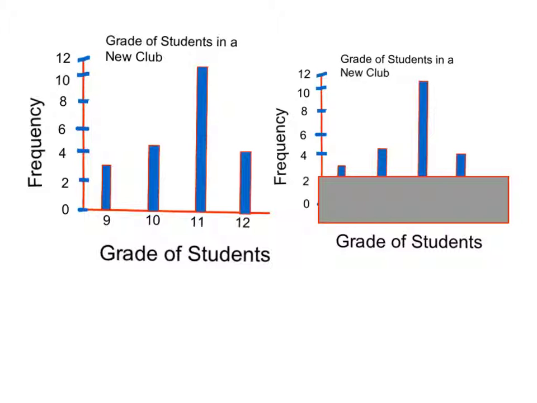On the left side of the screen, you can see what the bar graph we had already made looks like. Now on the right side of the screen, we changed it, so instead of starting at 0, it looks like it starts at 2. This makes the data look like there are fewer people involved, and it also looks like there are a lot more people in the 11th grade than in the graph on the left. So it just kind of messes up your data.